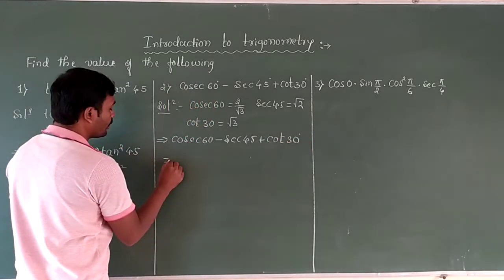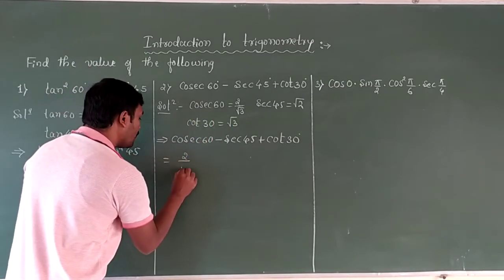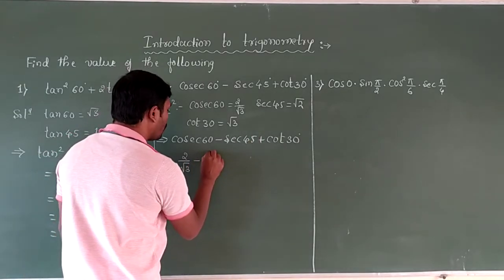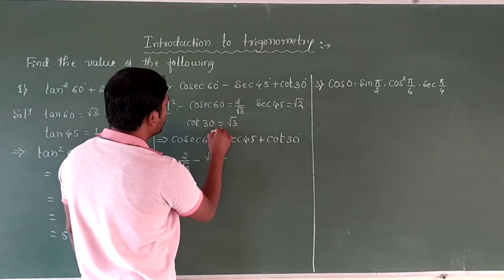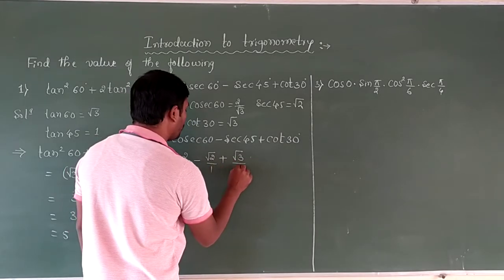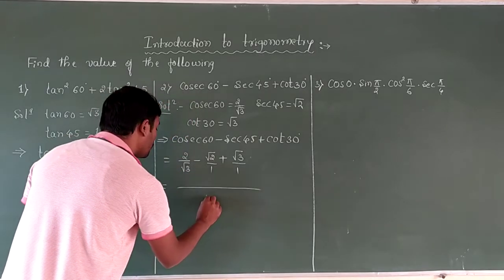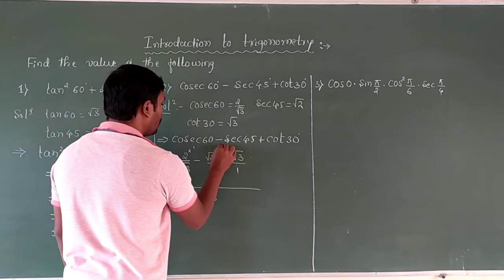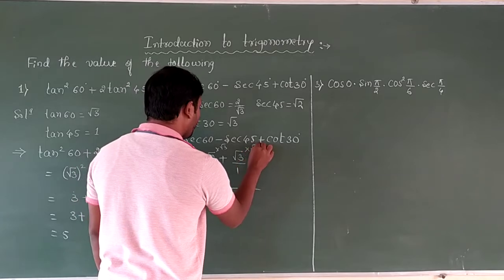So this is equal to cosec 60, and cosec 60 is 2 by root 3, minus sec 45. Sec 45 is root 2. Next plus cot 30. Cot 30 is root 3. So let us take the LCM here. The LCM is root 3.